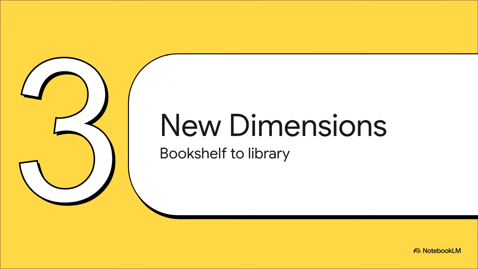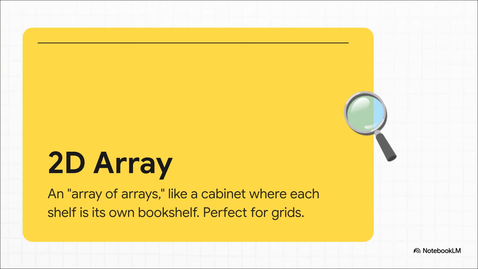Okay, so what if one bookshelf isn't enough? What if you need to organize your data in more of a grid, like a spreadsheet or a game board? Well, we can actually scale this whole idea up and go from a single bookshelf to a whole library. And we do that with a 2D array. The absolute best way to think about this is as an array of arrays. It's not just a single bookshelf anymore, it's more like a full cabinet, where each shelf is its own separate bookshelf. This structure is perfect for things like grids, tables, and even game boards.